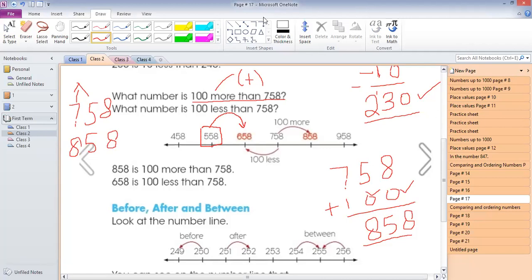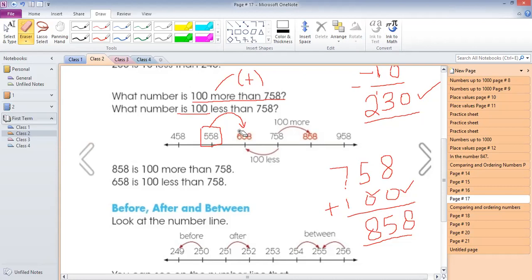Now, guys, again, what number is 100 less than 758? So, the technique will be the same. Now you have to find out what is 100 less than 758. For more, you will go after the number in the number line. But for less, you will always check the number which is before, right?